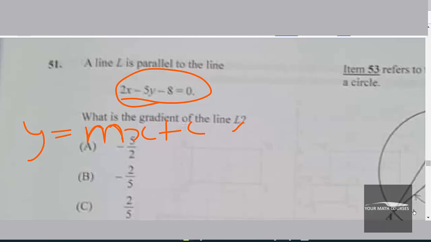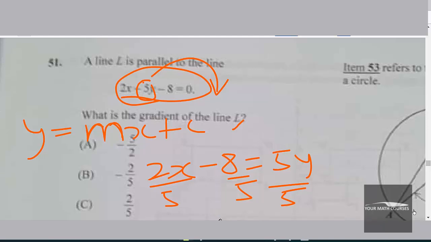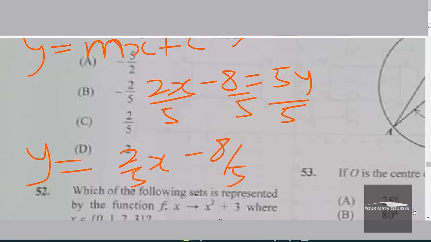So let's move the negative 5y to this side. So that will be 2x minus 8 is equal to 5y. Now let's divide through by 5. So you can see that we have y is equal to 2 over 5 x minus 8 over 5. The gradient is 2 over 5. So the correct answer is C.